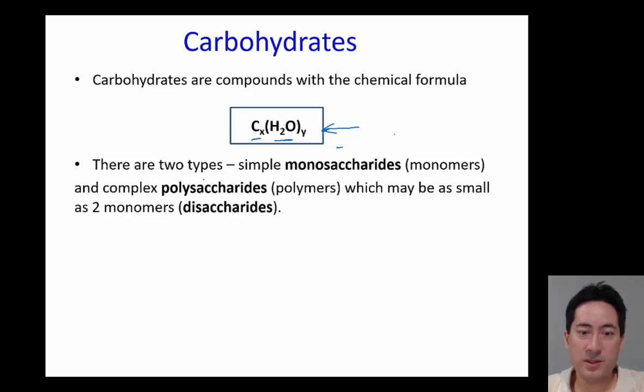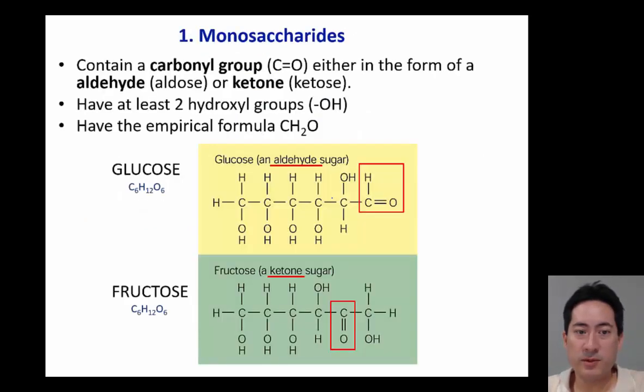There are 2 types of carbohydrates. There's the monosaccharides, which are single units, and then the polymers, which are joining them all together. You can have disaccharides, which is 2, just like you can have dipeptides. And so, moving on to the next one.